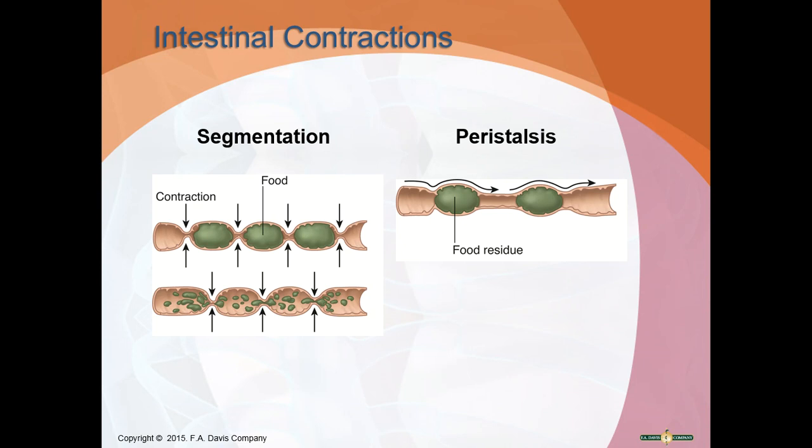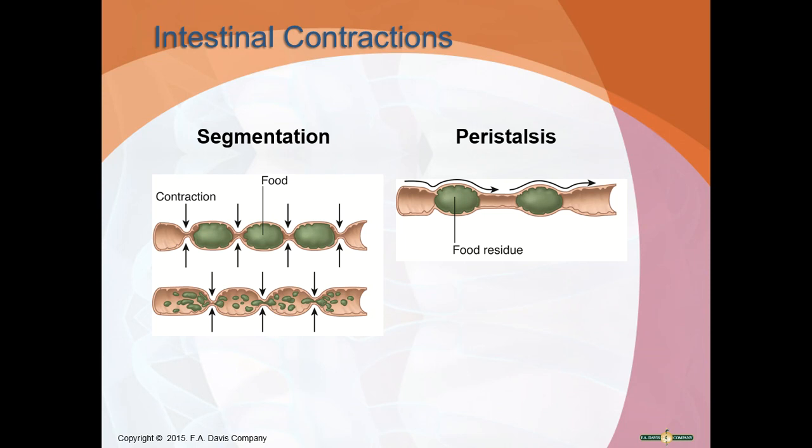So we're going to look here at intestinal contractions. Contractions in the small intestine help break down food particles, mix food with digestive juices, and bring digested food in contact with the intestinal mucosa to facilitate absorption. Contractions also propel food residue toward the large intestine. The two types of intestinal contractions are segmentation and peristalsis.